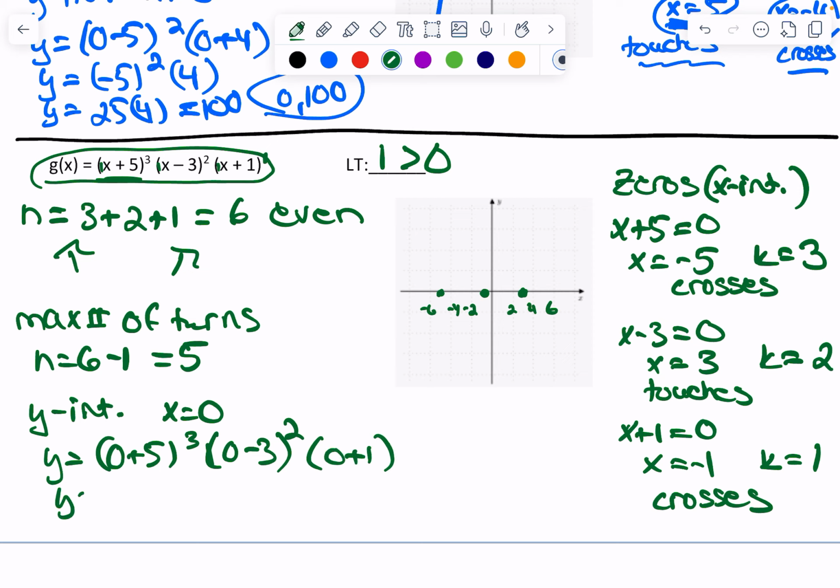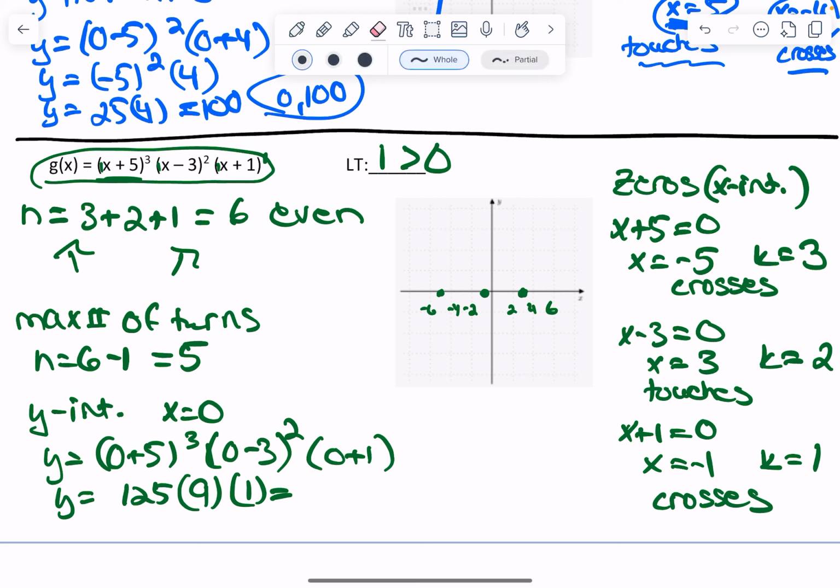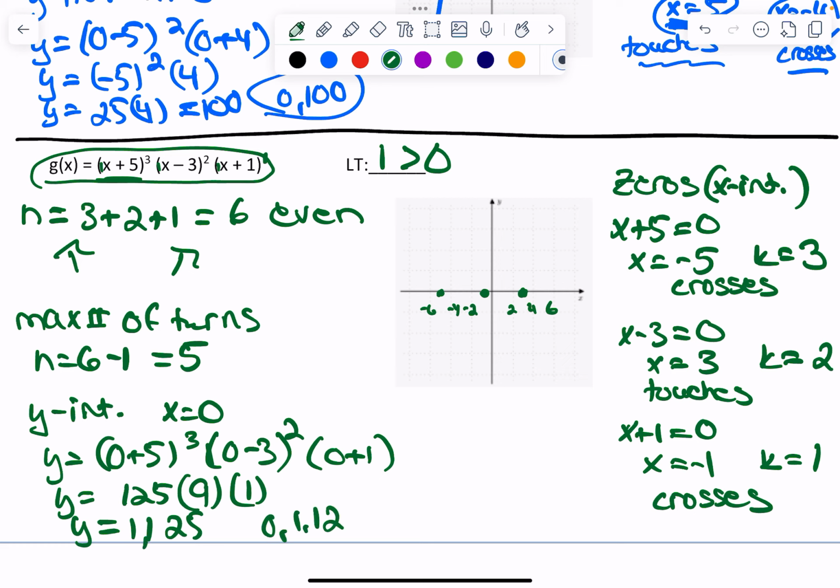So y equals 5 cubed, which is 125, times 9 times 1. Well, that's going to be a large number when we do 125 times 9. There's no way that we're going to be able to graph that. Actually, y equals 1,125. So our y-intercept is (0, 1,125). There's no way we can graph that.